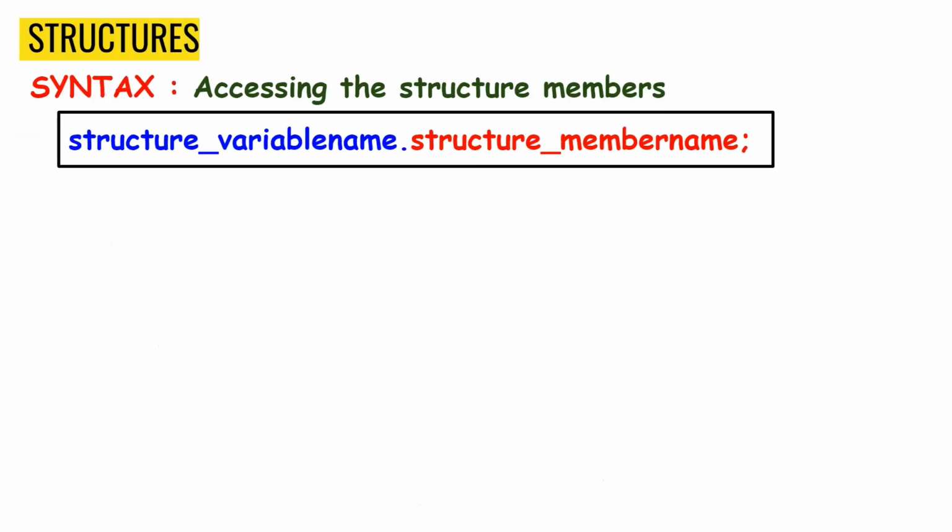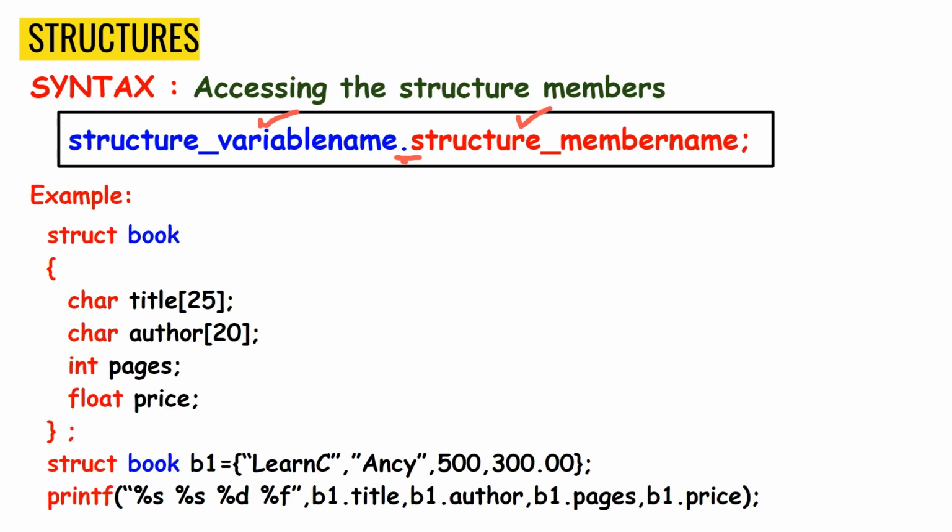Next is accessing the structure members. The members of a structure variable can be accessed by using the dot operator, also known as the direct member access operator. The syntax for accessing the structure members is the structure variable name, dot, structure member name. The structure variable name is the name by which we declared the structure, and the structure member name is the member in the structure.